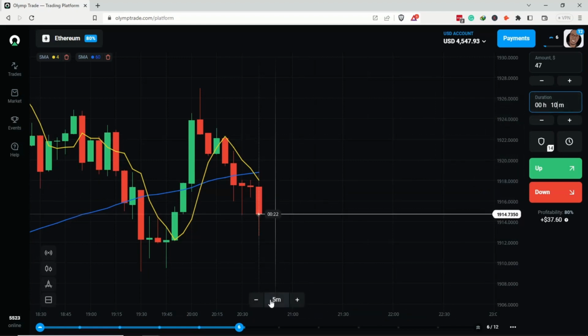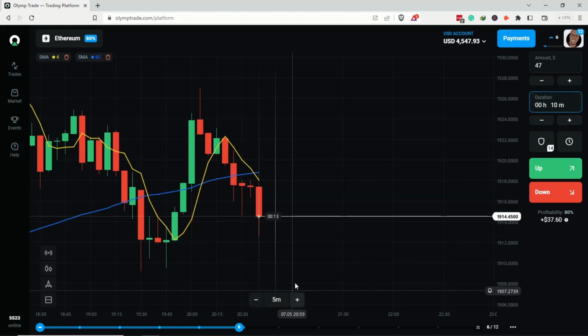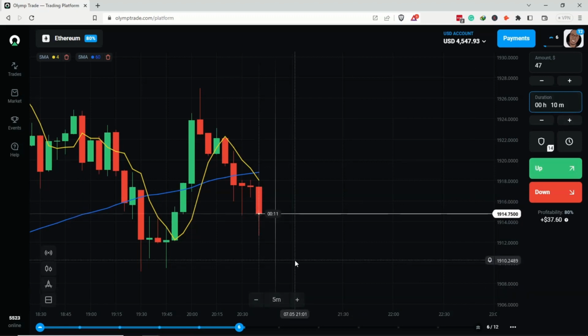If I was looking at, say, 2 minutes, it should be 2x that, so 2 times 2, which is 4. So my trade duration could be 4. If I'm looking at 1 minute, it should be 2 times that, so 1 times 2, that's 2 minutes.